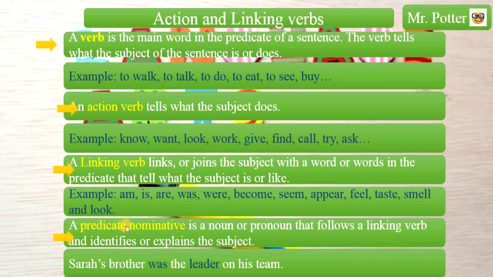And now, a predicate nominative. What is a predicate nominative? It's a noun or pronoun that follows a linking verb and identifies or explains the subject. For example, Sarah's brother was the leader on his team. Was is the linking verb, okay? Because it is following the pronoun, okay?